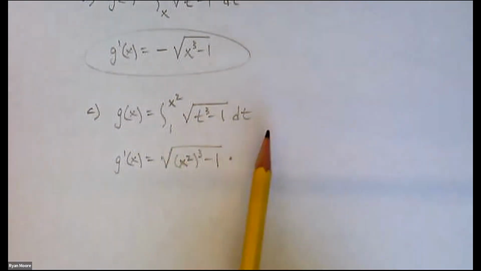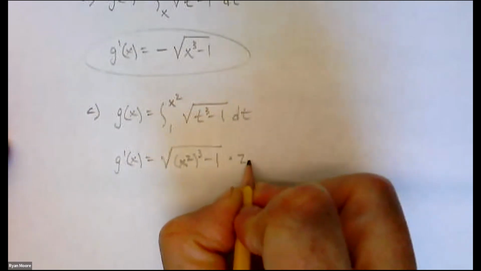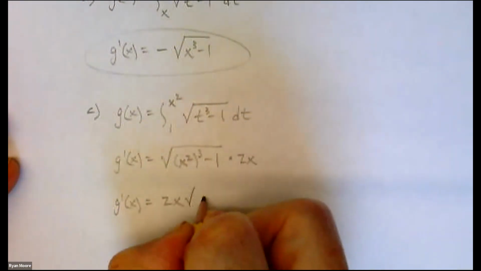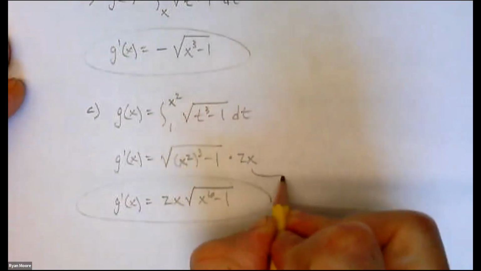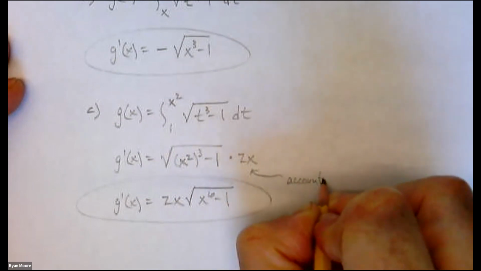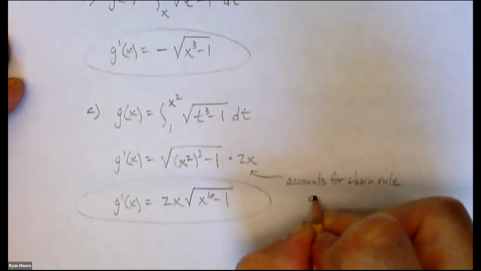The derivative of the outside, whatever the thing was, came out with this, but now we got to multiply by the derivative of the 2x, or excuse me, the x squared. So there's the 2x. And maybe we should write our final answer this way: 2x square root x to the 6th minus 1. Simplify it up a little bit. Where did that 2x come from again? This accounts for the chain rule on the x squared.